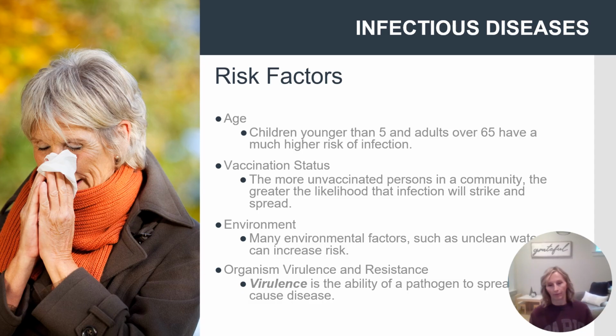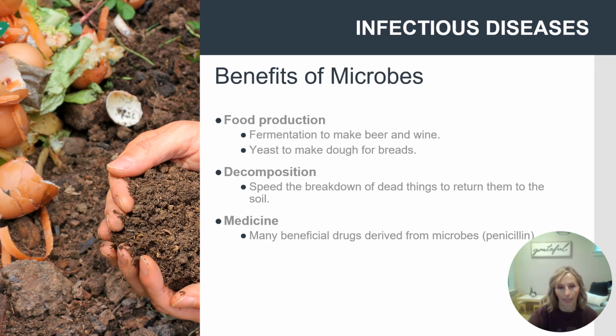And then the organism virulence and resistance. This is the ability of a pathogen to spread and kind of overcome what it's around that can cause disease. And you kind of think of maybe things like COVID, how it's changed over time. That virus actually has mutated a little bit and affects people a little bit differently. So a variety of factors, of course, influence your risk. The most important factor, though, is the health and strength of your immune system and how you're taking care of yourself.